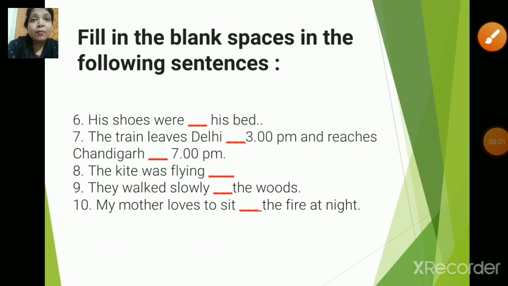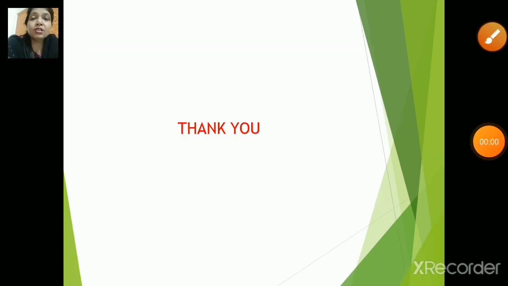Now, children, there are 5 more sentences in this activity. Make sure that you do this activity at home in any of your notebooks, and we will cross-check the correct answers in your next session. So, children, we are going to stop preposition part 1 over here, and make sure that you practice all the rules.